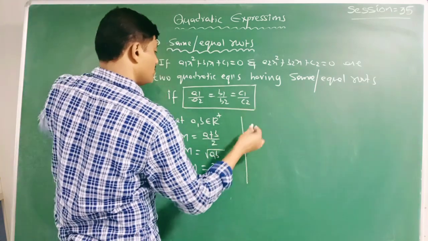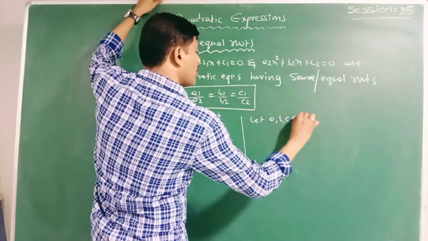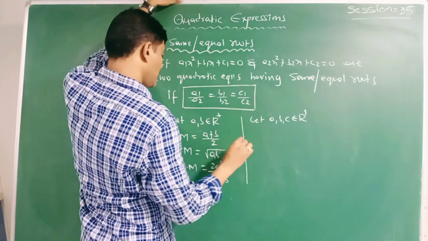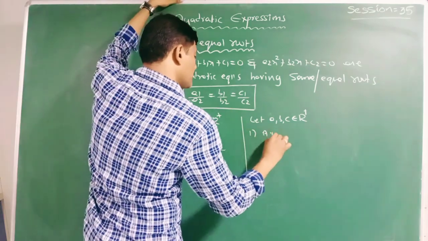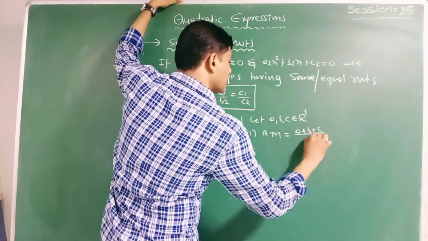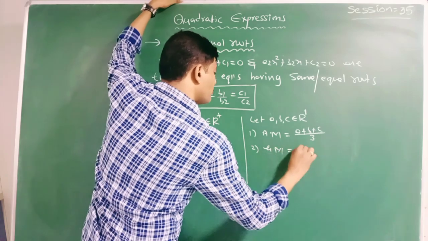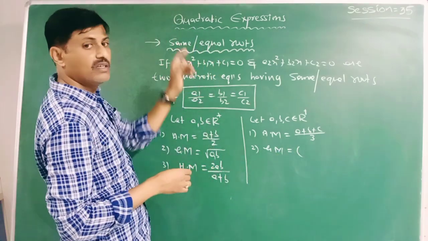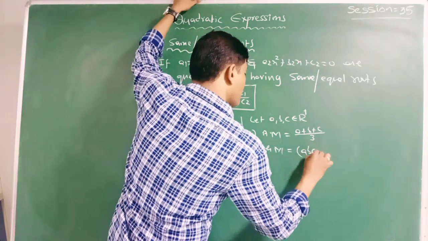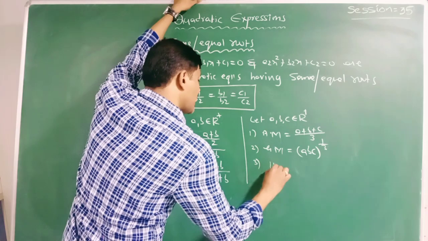If three numbers are there, let A, B, C belong to R plus. Now what is AM? Arithmetic mean is the average, you know very well, (A plus B plus C) by 3. Second one, GM. That is nothing but the product of the numbers whole power 1 by the number of numbers. That is nothing but (ABC) whole power 1 by 3. Third one, HM.